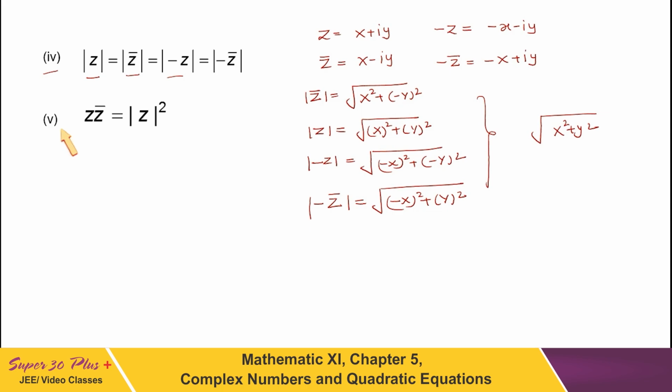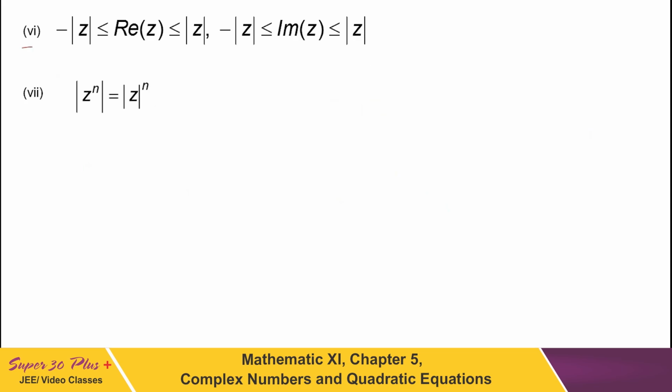Property number 5, z into z bar. Let z be equal to x plus iota y and z bar be x minus iota y. We can easily find z into z bar. It is x plus iota y into x minus iota y. It is equal to x square plus y square, and we can write it is equal to mod z whole square. This is one of the most important properties: z into z bar is equal to mod z square.